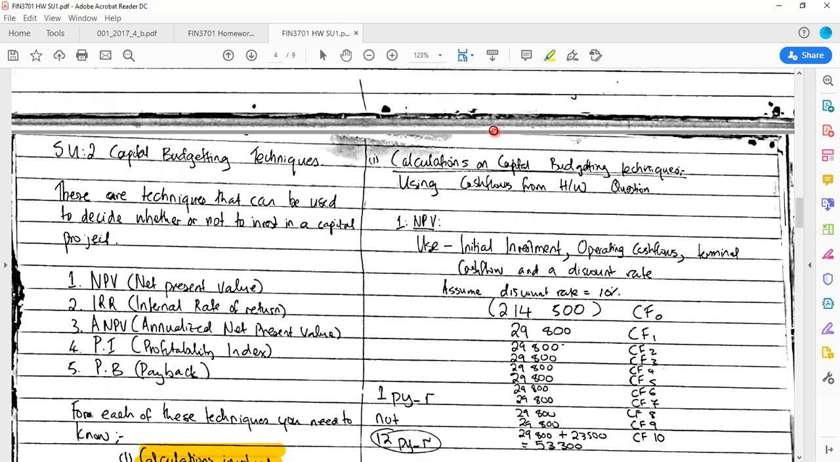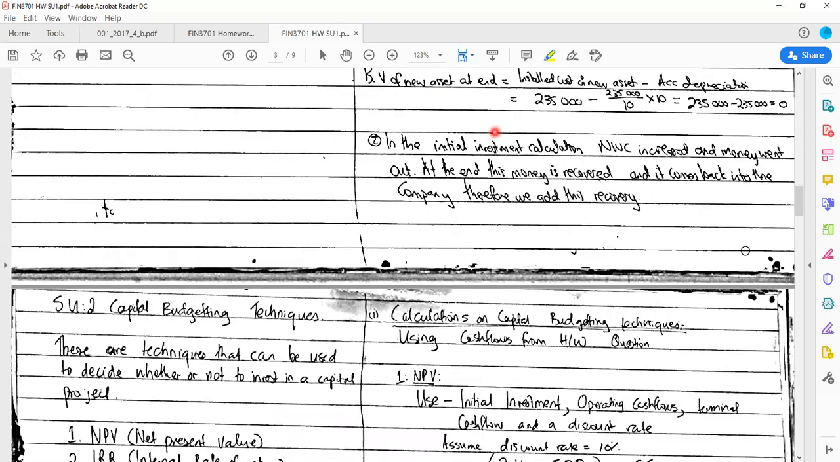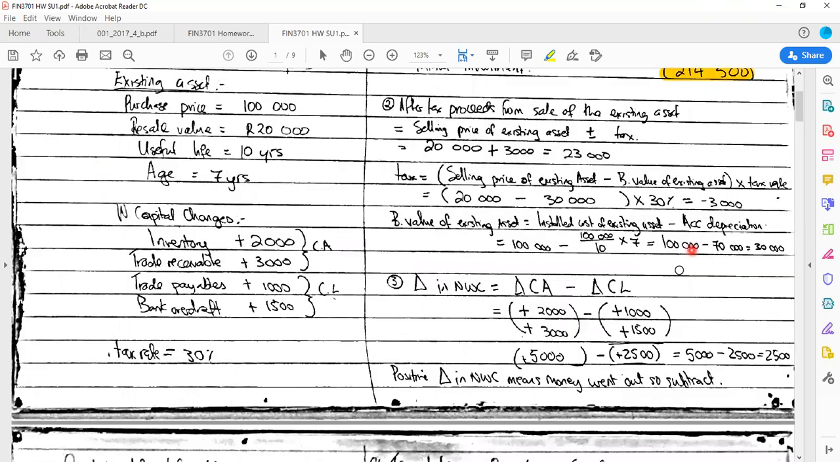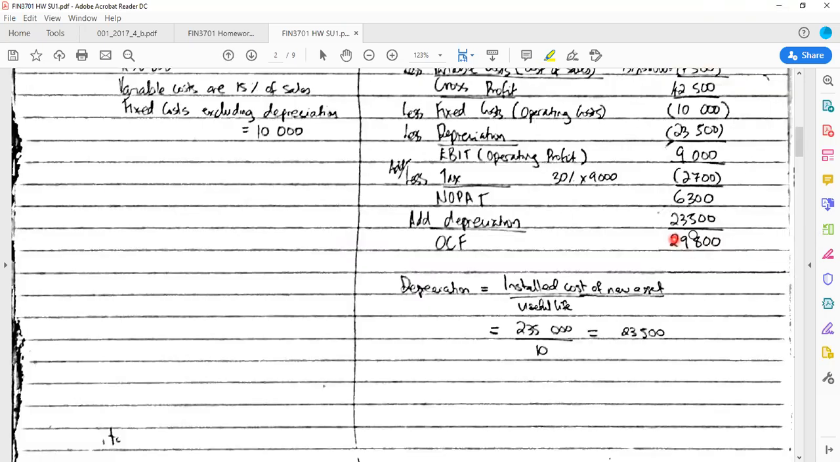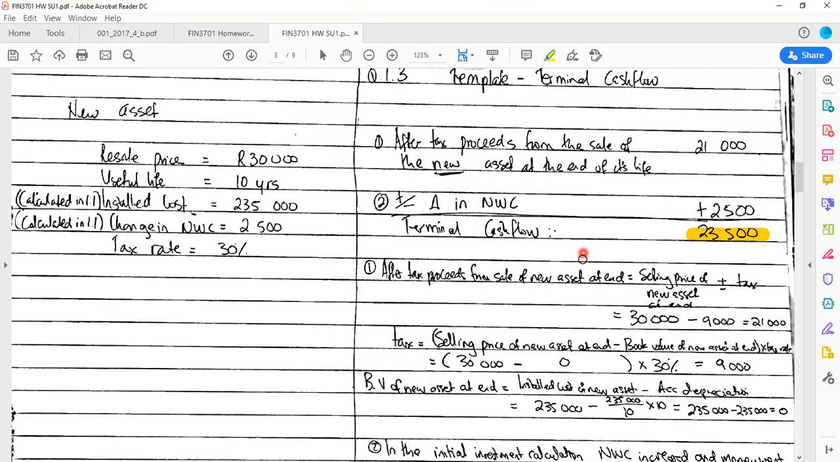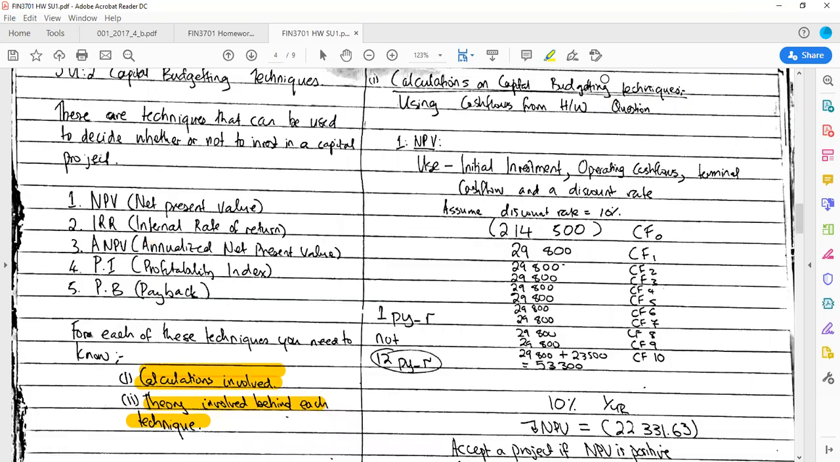To take you through these capital budgeting techniques, I'm going to use the answers we obtained for the homework that I gave you. I'm going to use this initial investment, these operating cash flows, and this terminal cash flow to show you how, once you have those, you can use them to decide whether or not to invest in a project.